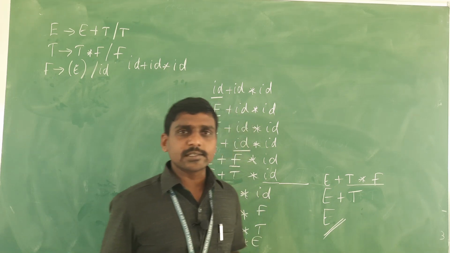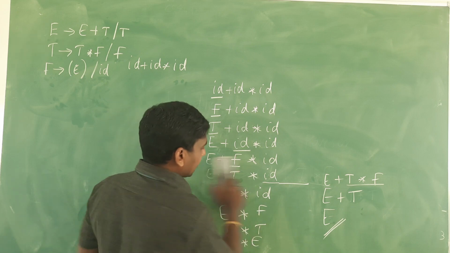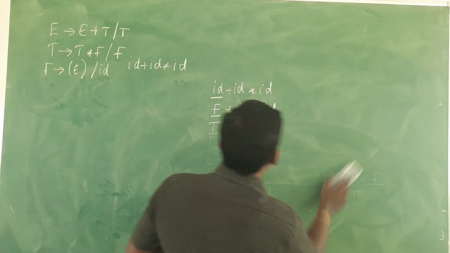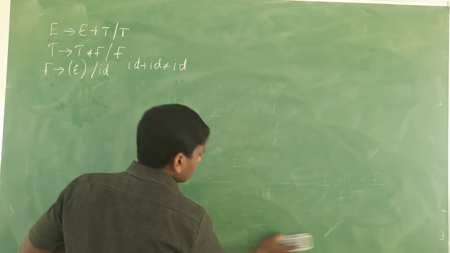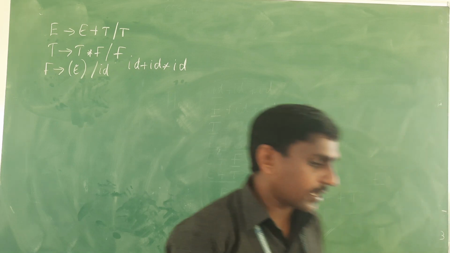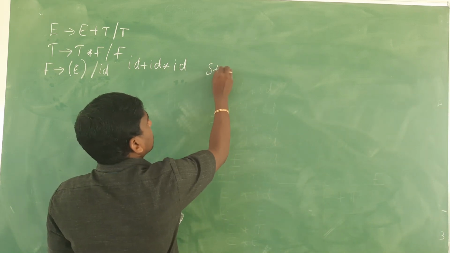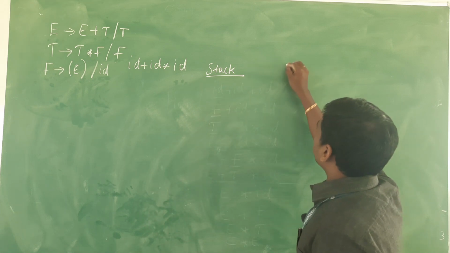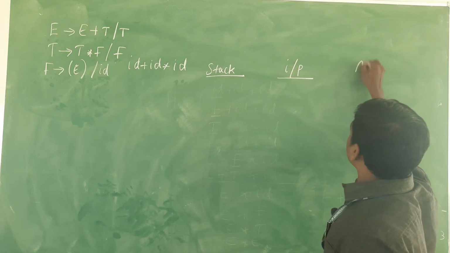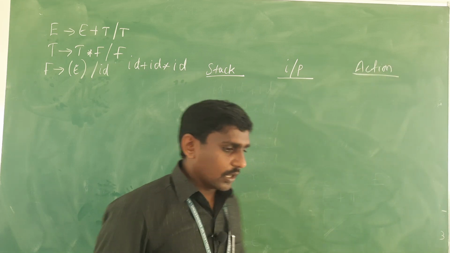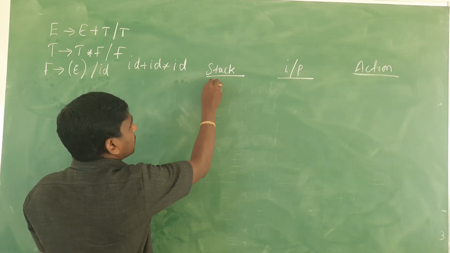Right? Operator precedence parser. Now we also have to know the stack implementation of the shift reduce parser. Clear? First one is stack, second one is input, third one is action. Clear? So you know what the stack is? It starts with $.